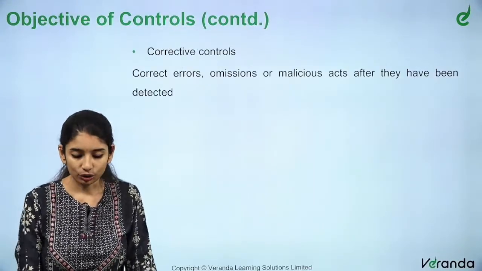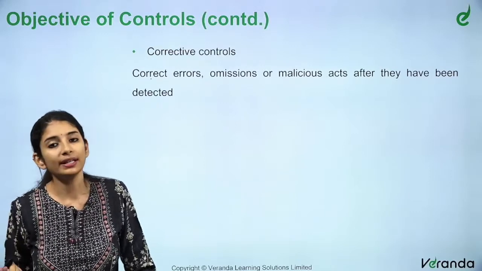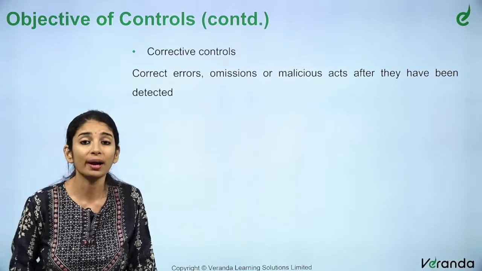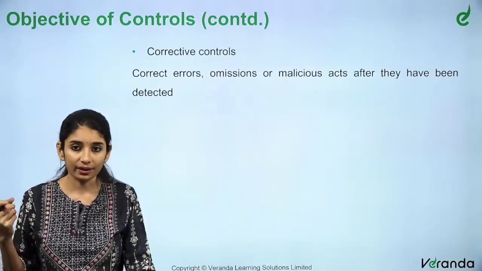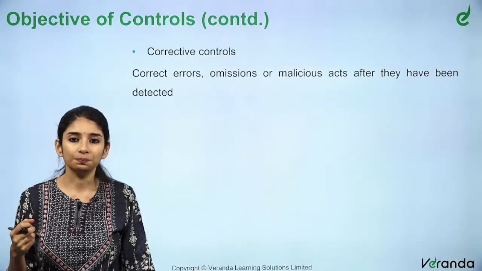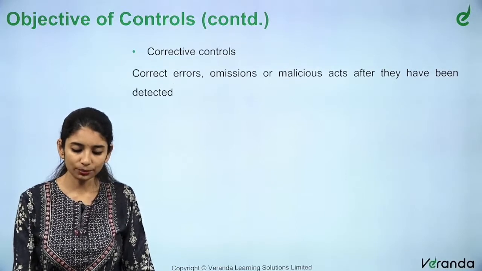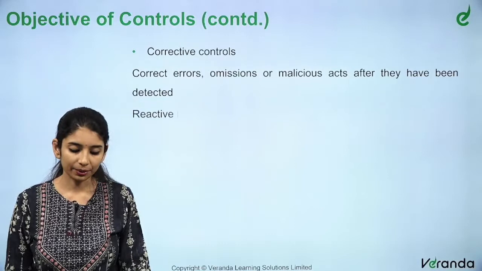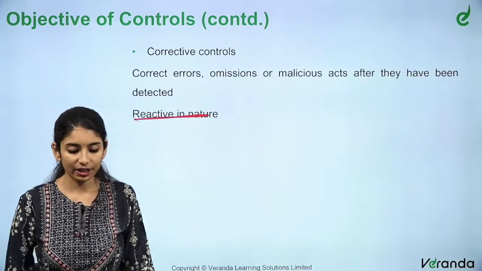Last is corrective controls. After errors have been detected, what do you do to correct it? Example, program debugging means removing the error. Correct errors, omissions or malicious acts after they have been detected. It is reactive in nature.